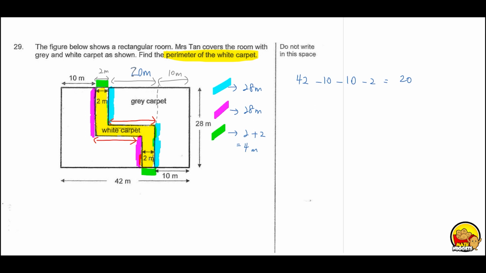So the total perimeter of the white carpet would be everything added up. I would have the blue, which is 28, the purple, which is 28, the green, which is 4, and the 2 red parts, which are 20 and 20. If we add everything up, that would give us 100. 100 meters is the perimeter of this carpet.